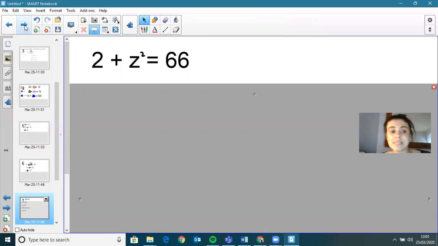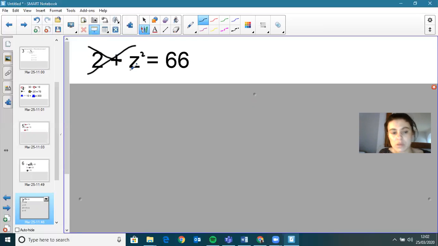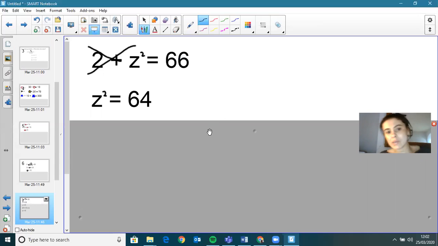Slightly different one, this one. Some people think this looks a bit more scary. It's not. This Z here, could be a heart, could be a star, could be a question mark, whatever. Here I've said 2 add Z squared equals 66, okay? First thing I want to do is get rid of this plus 2. I'm going to do the inverse. Instead of adding 2, I'm going to take away 2. So let's cross that out. So 66 take away 2 is 64. So now I know that Z squared equals 64.